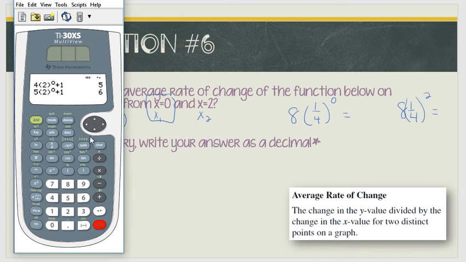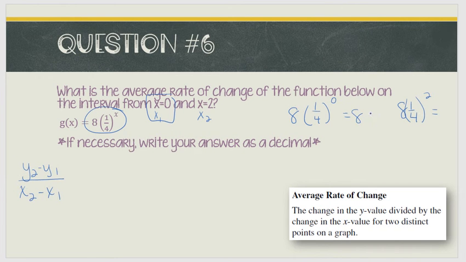If you want to use your calculator, you can pull it up and just type in your function. So I've got 8 times 1/4 raised to the 0 power, and that's just 8 for my first answer. And then I'll do it again, 1/4, this time raised to the second power, and I get 1/2. So there's my two answers. I'm going to go ahead and write those in. Okay, so those are my two y's.